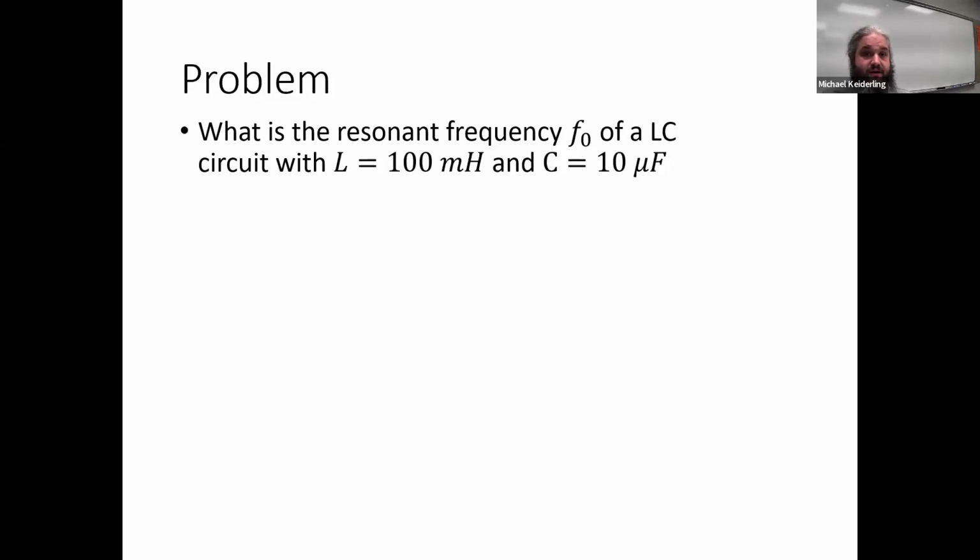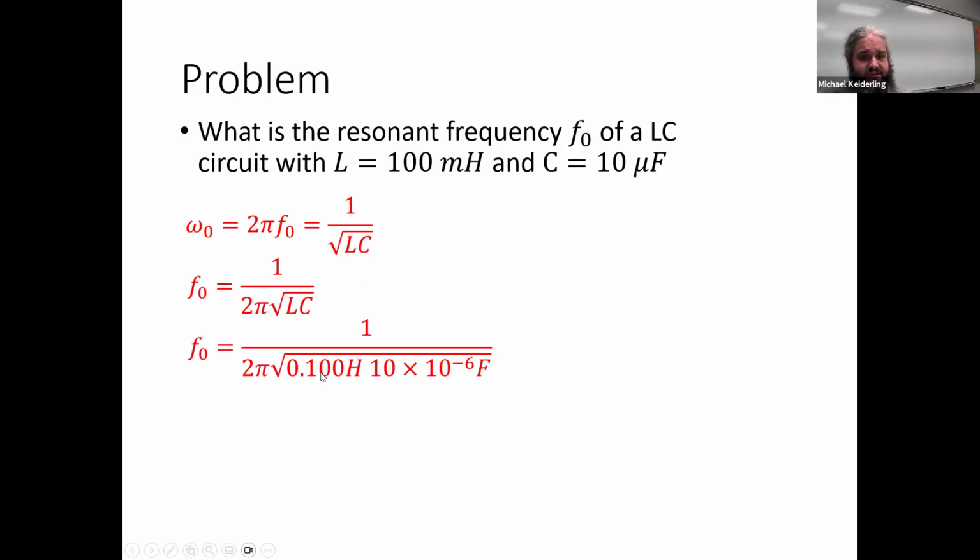And the resonant frequency, what's the resonant frequency of an LC circuit with an L of 100 millihenries and C of 10 microfarads? Well, omega naught is going to be 2 pi times the resonant frequency F, which is 1 over the square root of LC. So F is 1 over 2 pi times the square root of LC. So 1 over 2 pi times the square root of 0.1 henries times 10 to the minus 6 farads is going to be 1 over 2 pi times 0.001 seconds, which comes out to 159 hertz.